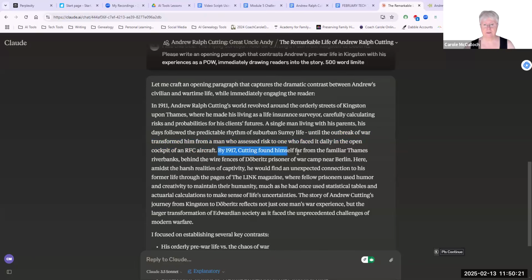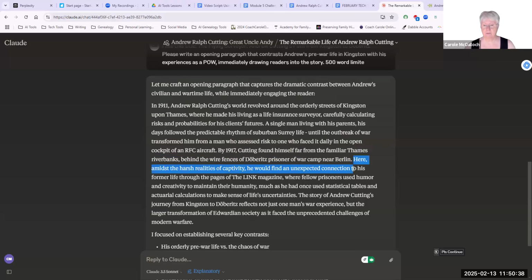By 1917, Cutting found himself far from the familiar Thames riverbanks, behind the wire fences of the Brits prisoner of war camp near Berlin. It's being very specific here and saying exactly where that was located.